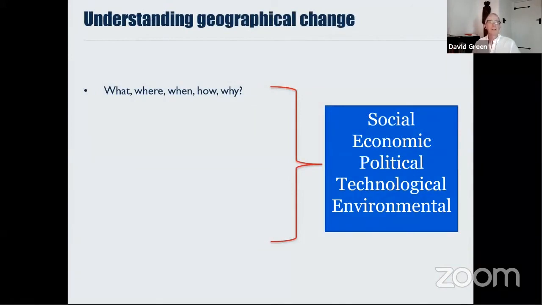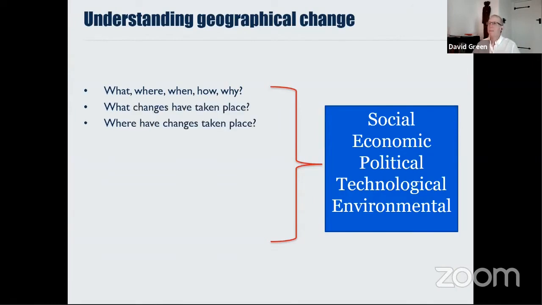So when a student comes to me and says, I'm interested in this, I just say, well, some of the questions that you want to ask are very straightforward. What is it? Where is it? When does it take place? How do we know it takes place or something happens? And why? And the why questions are often linked to those different processes, the social, economic, political, technological, and environmental.